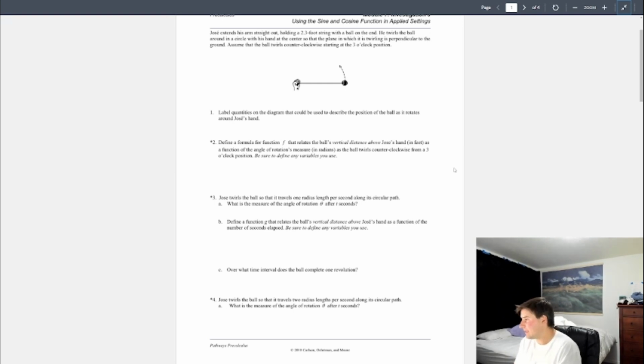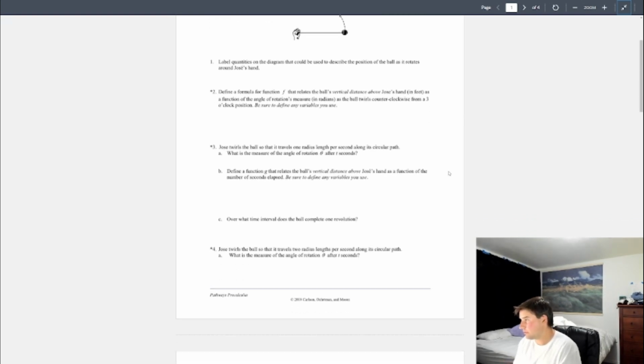Define a function g that relates the ball's vertical distance above Jose's hand as a function of the number of seconds elapsed. That's cool. Okay, we're getting somewhere. I like this. It's starting to actually build.